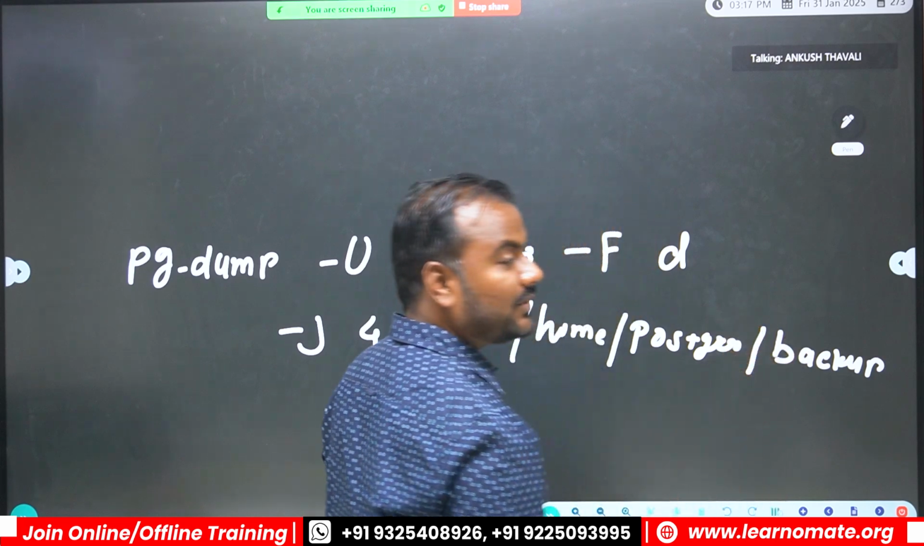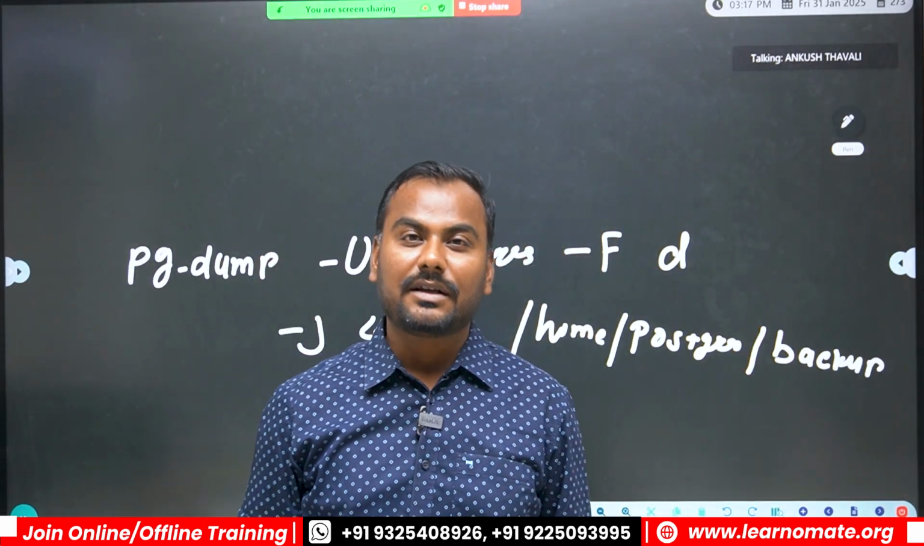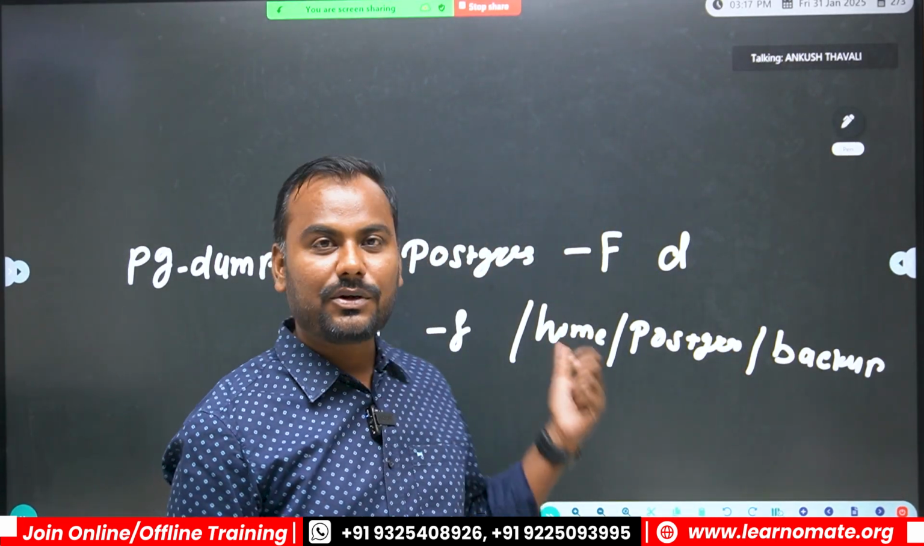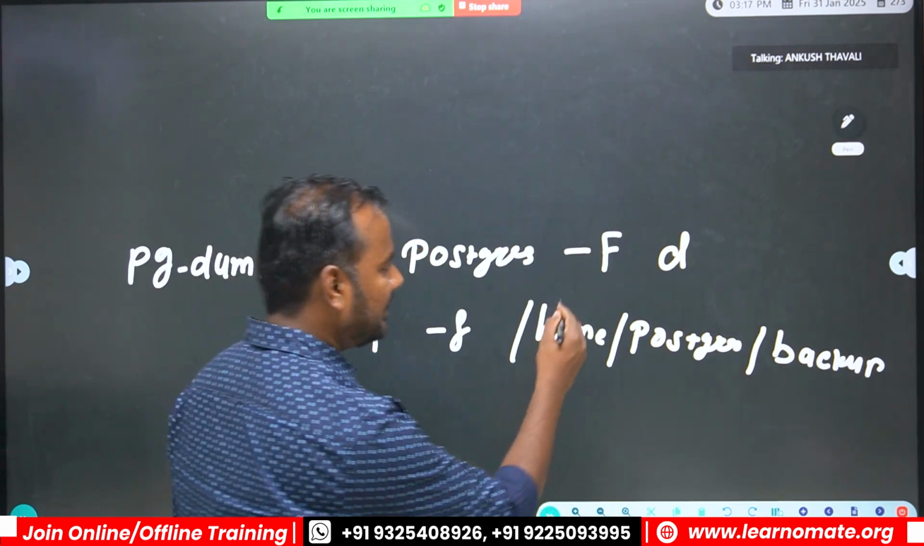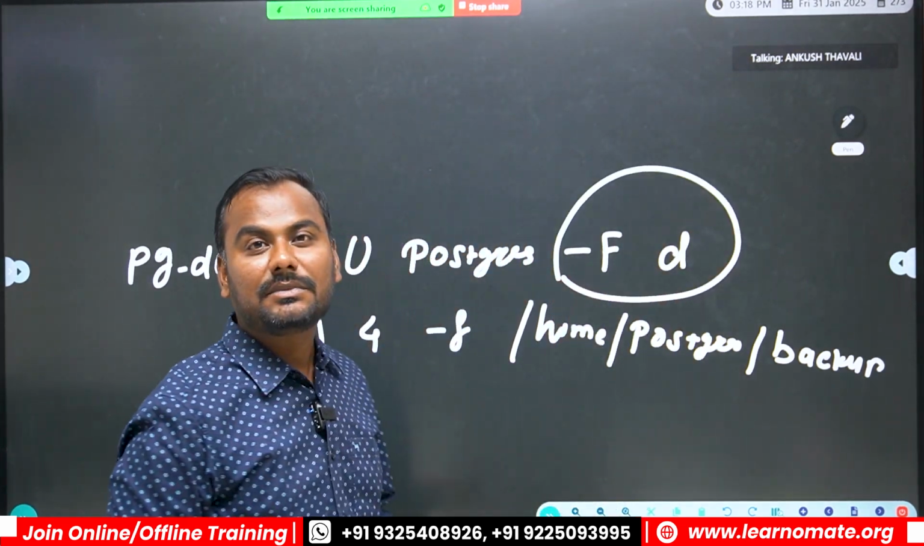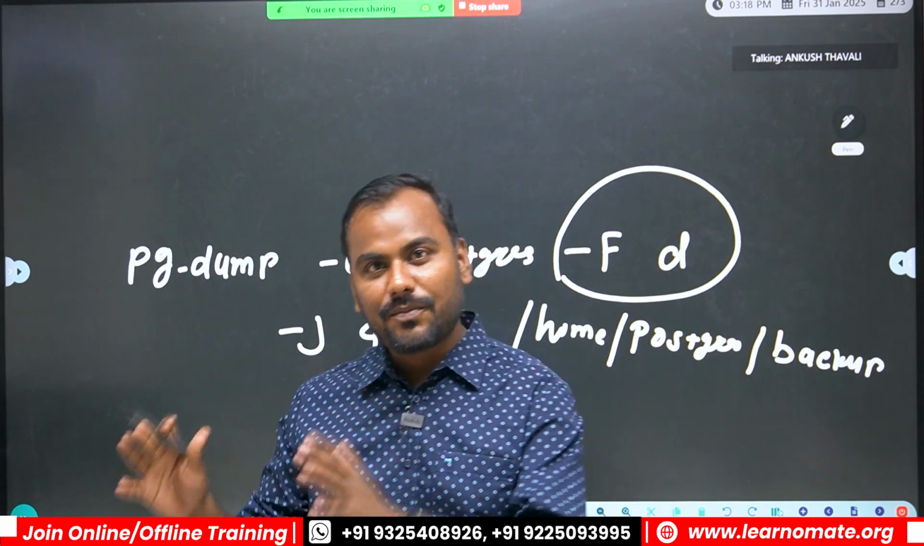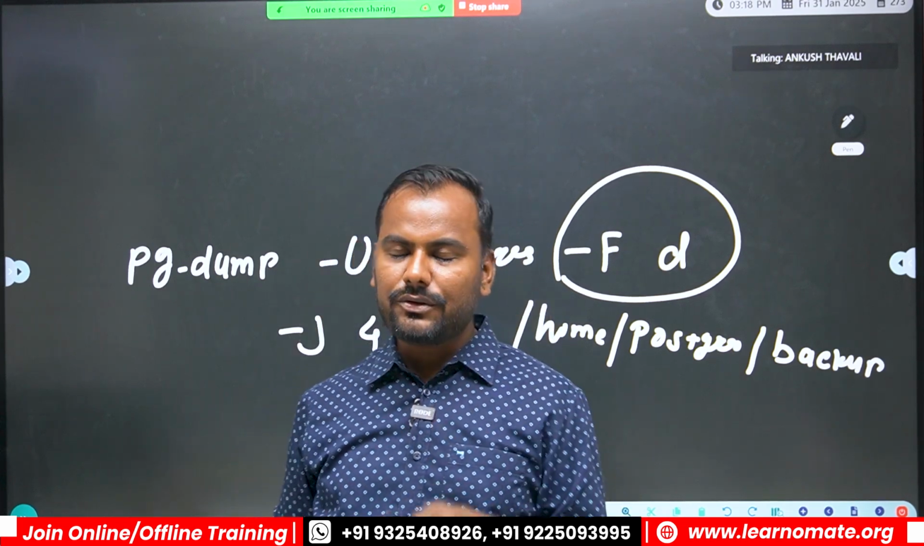So in this location, this backup is going to be created. So this is the basic syntax. If you want to take a directory level format, this is very important: -f d. D means I want to take the backup in the directory level format. I'll show you this practically.